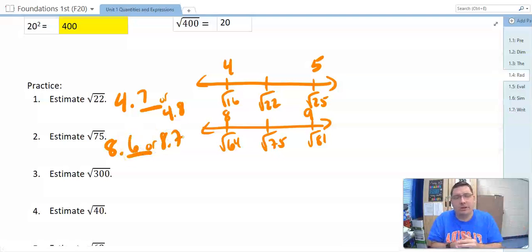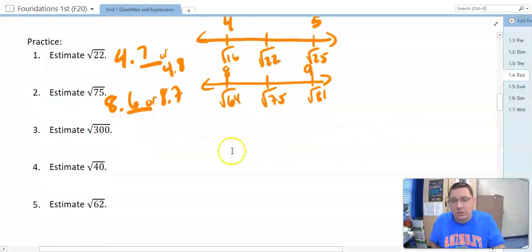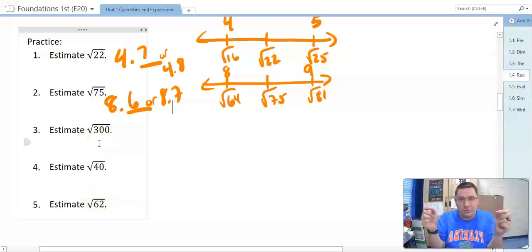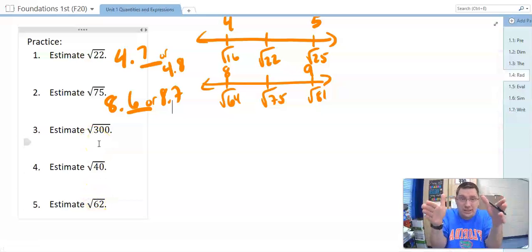Could I go to a calculator and get the exact value? Of course. But we want to have an idea about what this number is going to be so we could use it elsewhere very quickly. All right? So I want you to do the same thing for these other 3 examples. Draw yourself a little number line, put that square root in the middle, figure out which 2 are going to sandwich it, and then figure out what this is going to be about.